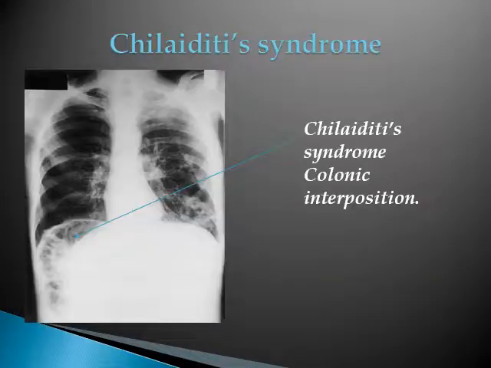The other cause is Chilaiditi syndrome. This is an incidental finding of a pocket of gas beneath the right hemidiaphragm, where multiple bands of mucosal folds indicating the gut may be seen. This is a colonic interposition, and the abdominal film showed continuity with the rest of the colon.